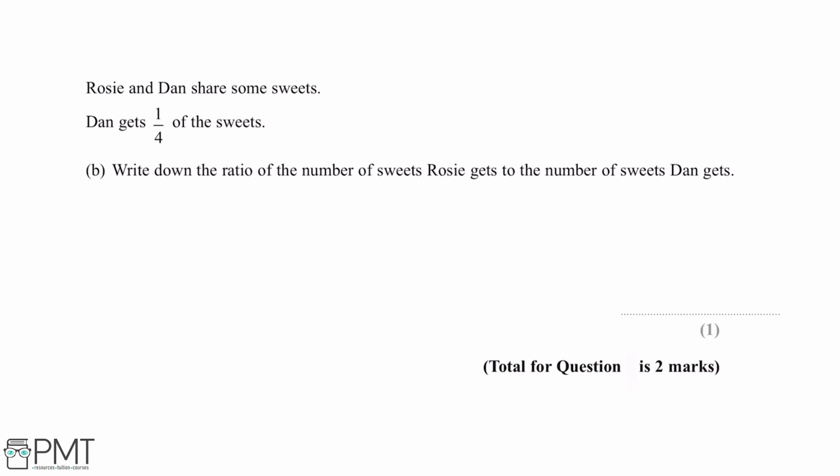Rosie and Dan share some sweets. Dan gets 1/4 of the sweets. Write down the ratio of the number of sweets Rosie gets to the number of sweets Dan gets. So if Dan gets 1/4 of the sweets, then what this means is that Rosie will get 3/4 of the sweets. Now we want the ratio of the sweets that Rosie gets to the sweets that Dan gets. And we can rewrite these numbers as a ratio.